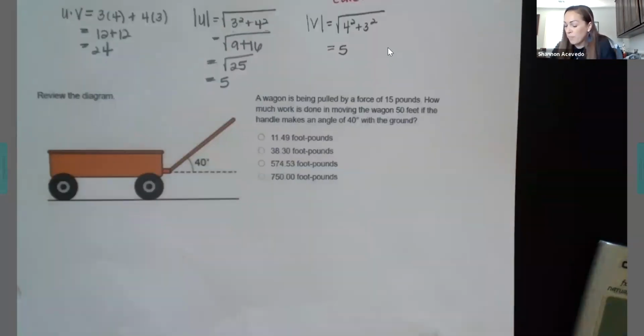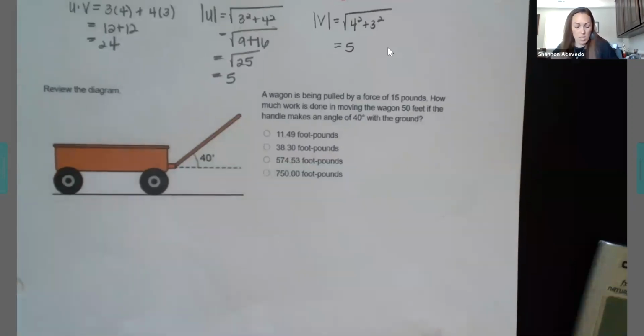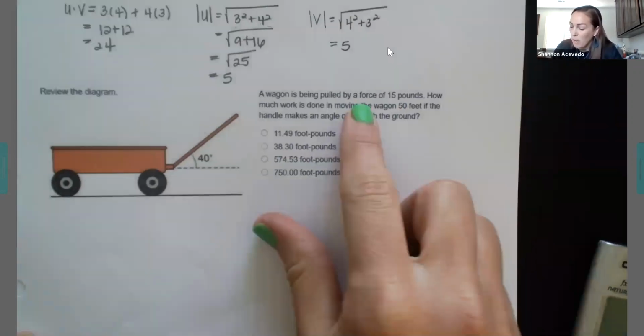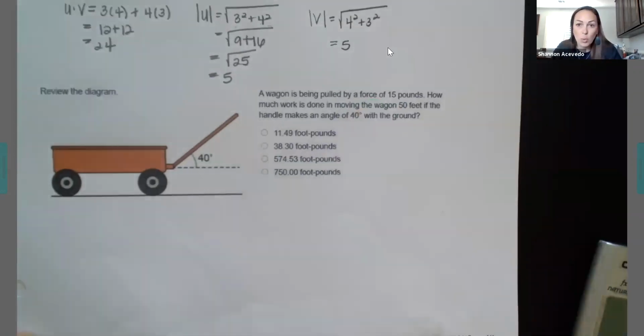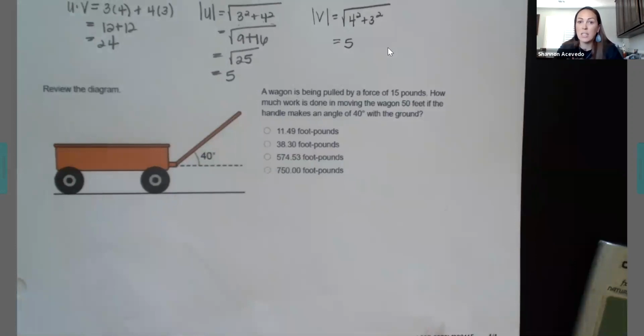Okay, so next one, word problem. This is going to be a work problem. How do I know it's going to be work? Because they're talking about force. Most of the time we were working in joules. This is just a different type of work because they're talking about the pushing, the distance and the ground there.